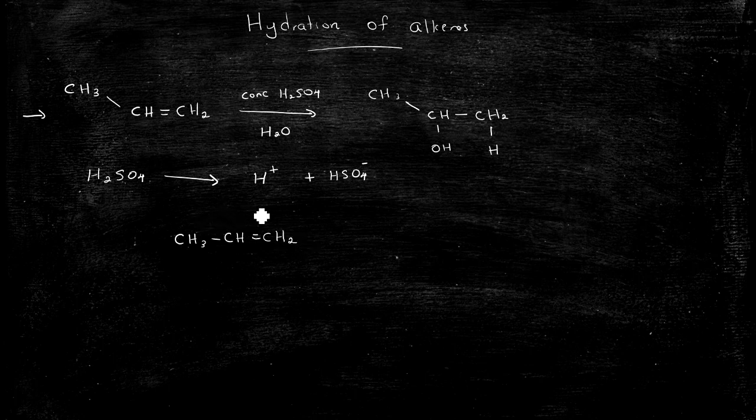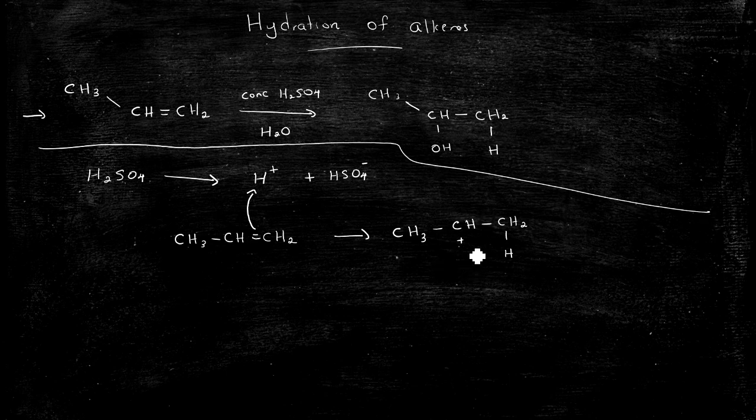So what happens here is, just like in hydrohalogenation, the alkene goes and attacks our H plus. Just as I told you in our previous video, the carbocation will be formed as the most stabilized carbocation, right? Which is this one. So this is the major product we are going to obtain.